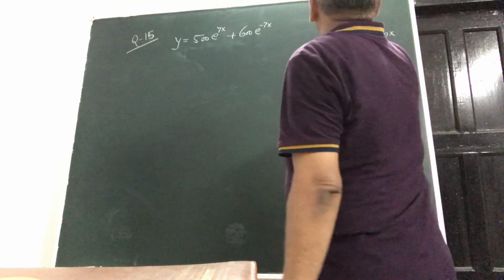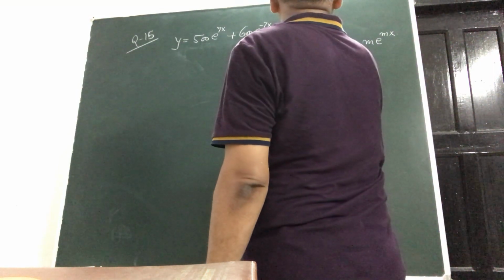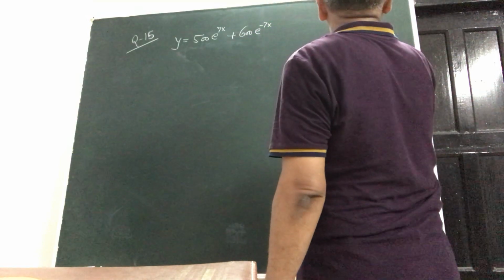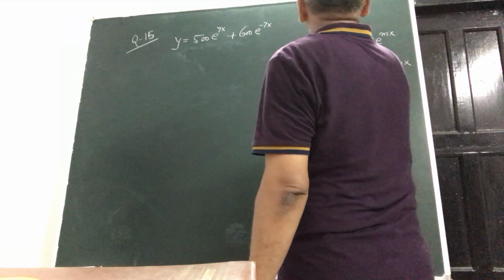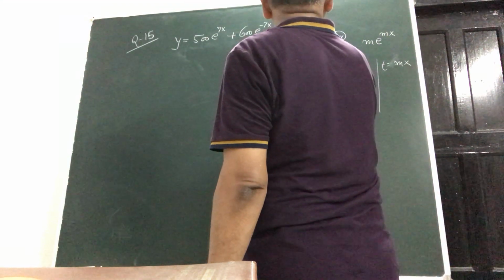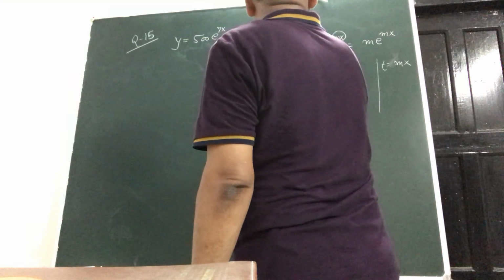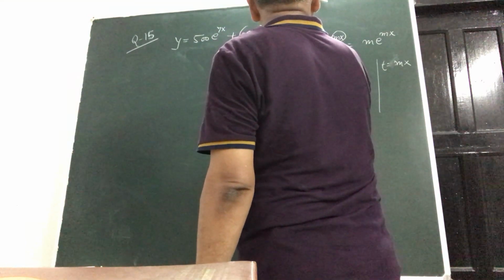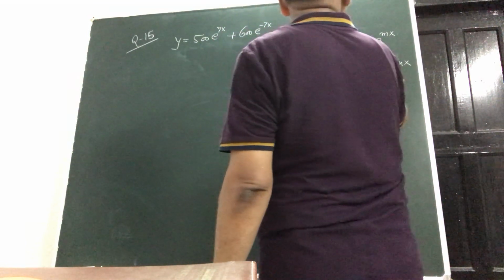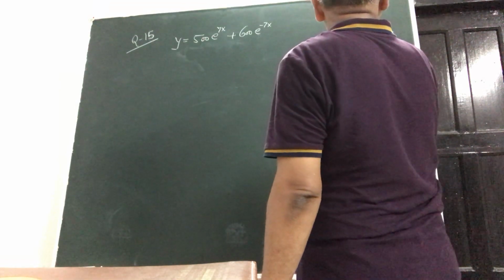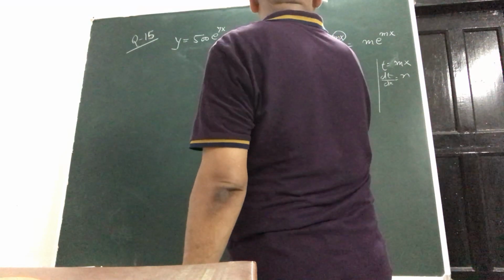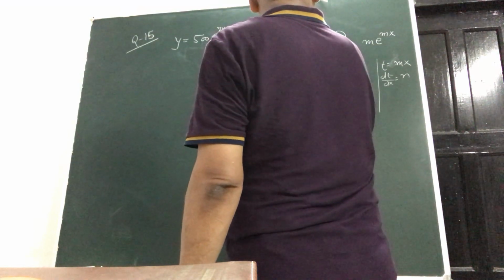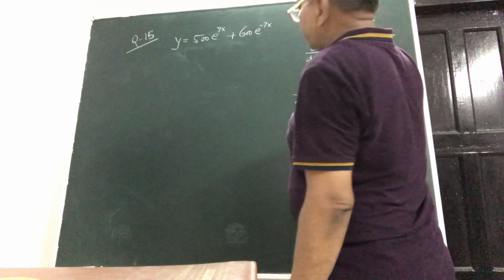Reason being, mx you will put t, so this will become e raised to power t. So d by dx becomes d by dt of e to power t into dt by dx. And this dt by dx from here is m. So this value you put here: e raised to power t, and t is mx, and this is m. You can remember this also, because this is how you would be getting the results.